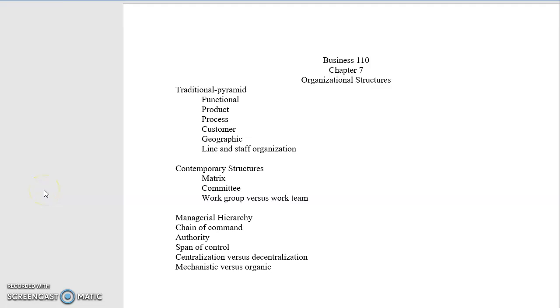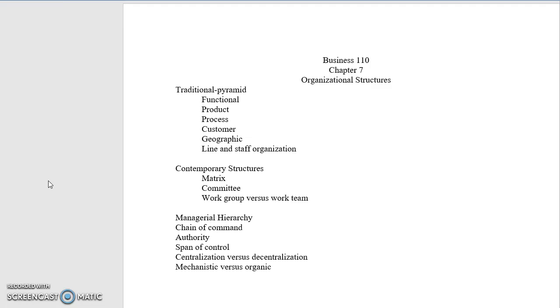Welcome to Chapter 7 in Business 110, Organizational Structures. This is all about how you can organize your company. And as we learned in Chapter 6, organizing is one of the 4 functions of management: planning, leading, organizing, and controlling. So this is all about organizing.